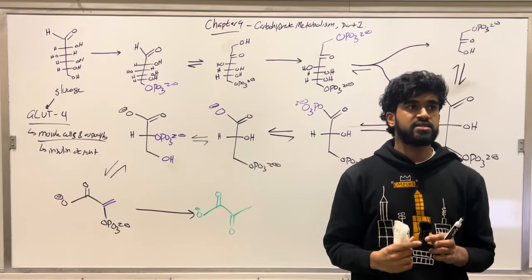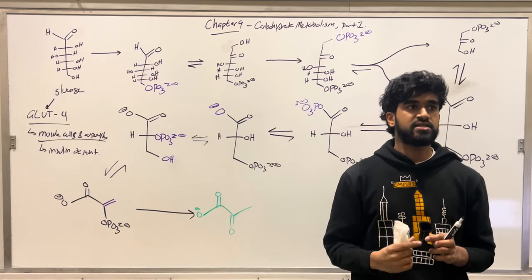PFK2 takes fructose 6-phosphate and turns it into fructose 2,6-bisphosphate, right? So here's the thing. Fructose 6-phosphate. Actually, it's not reversible. So there's this, and then there's this. Fructose 2,6-bisphosphate. This is PFK2. And this is FBPase2. And those exist on the same molecule as a bifunctional enzyme. Okay?